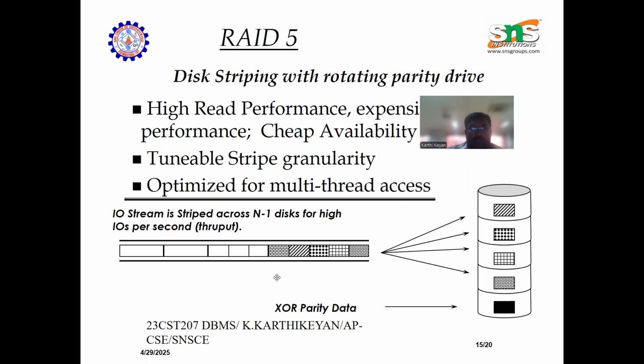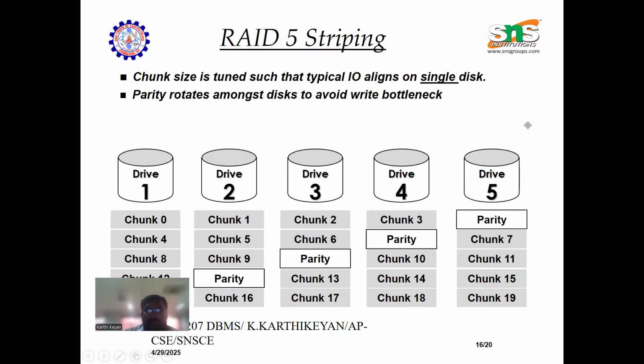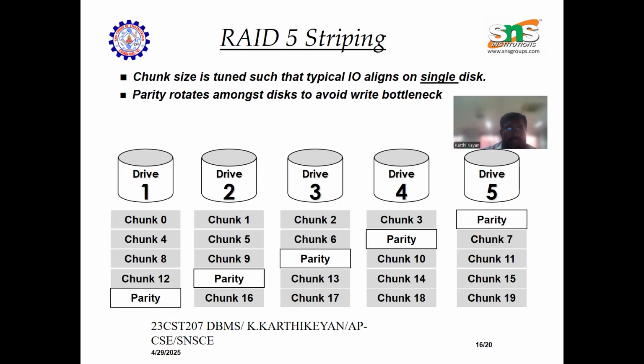So this is RAID 5, disk striping with a rotating parity drive, with high speed performance, expensive write performance and cheap availability, and tunable striping granularity optimized for multiple thread access. In RAID 5 striping, the chunk size is tuned, typically with I/O aligned on a single disk. Parity rotates amongst disks to avoid a write bottleneck, across disks 1, 2, 3, 4, 5, so the parity bit is included on each one of the disks.